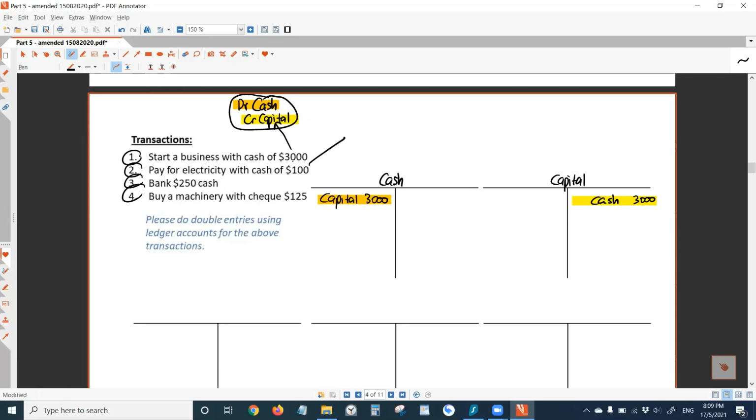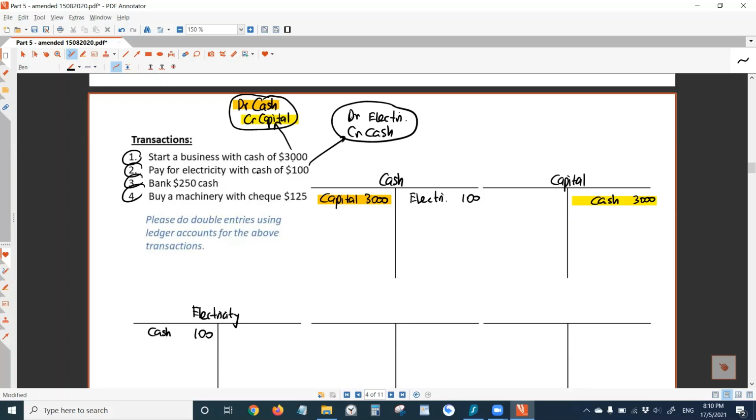Second one, pay electricity with cash of 100, you should credit cash and then debit electricity. Right, okay, so let's do it. Focus on writing numbers first. Create an electricity account. Okay, now write the detail. I write it in short form to make it faster. So yeah, done with the second one.